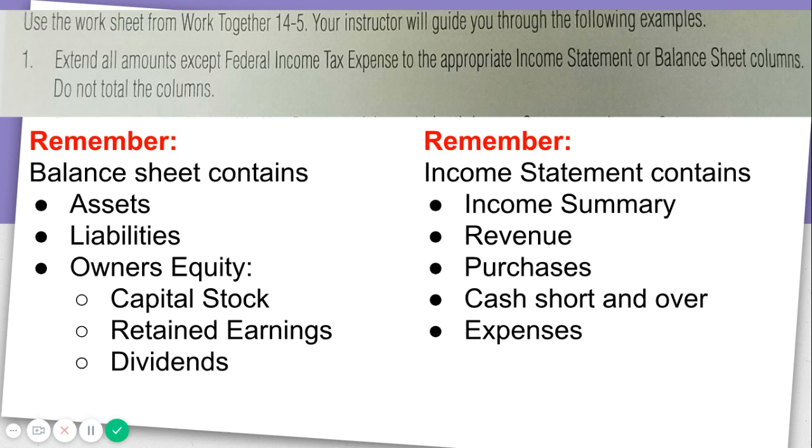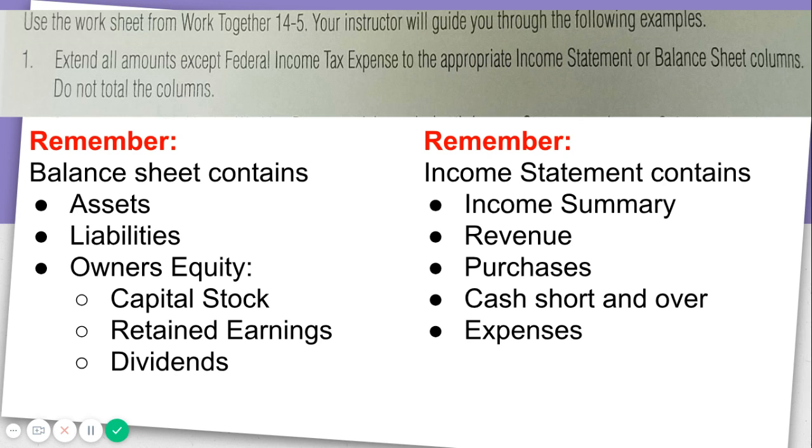There's 2 of them that say federal income tax. One will be expense, at the very bottom. The second one should be on the first page that says payable. Do not extend them all the way across to the income statement or balance sheet. But everything else, bring your balances through.